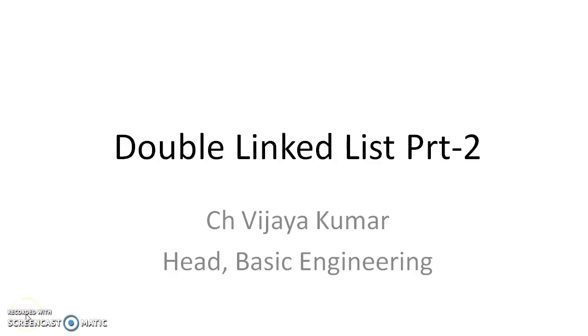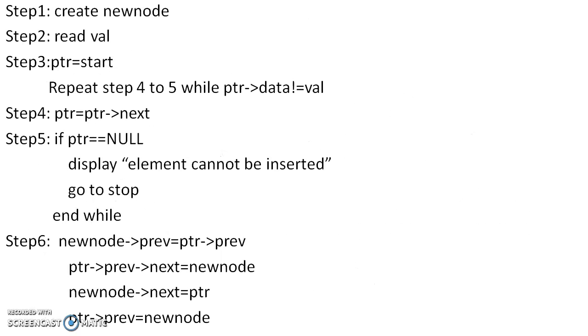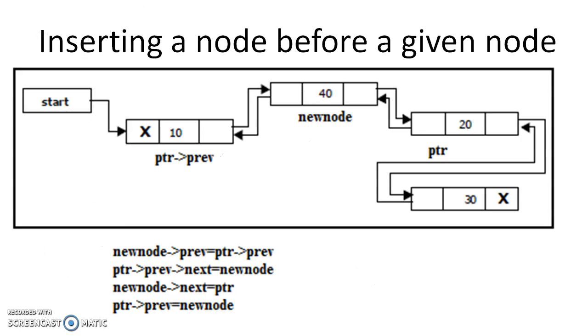In today's session, we are going to see the delete operations on the double linked list. In the previous session, we have seen the insertion operations on the double linked list. We have seen the different operations like inserting a node at the starting of the linked list, inserting a node at the ending of the linked list, inserting a node after a given node, and inserting a node before a given node. We have seen this particular thing in the last session, inserting a node before a given node.